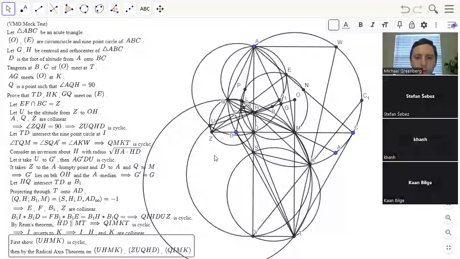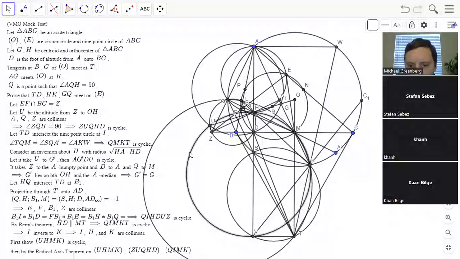So can we show UHMK is cyclic here? We don't even need V. We want to show UHMK is cyclic, and then that would solve the problem. But we already know that H, M, K, and V are cyclic. We just need to show that U lies on that circle also. HMKV is cyclic by Reim's theorem, something we proved before.